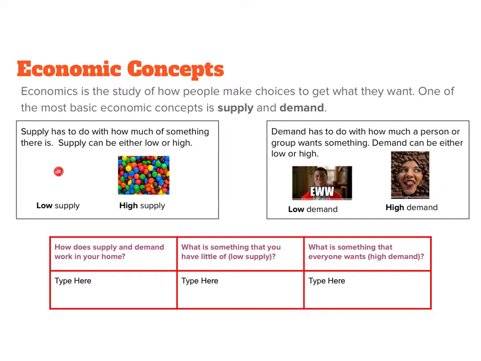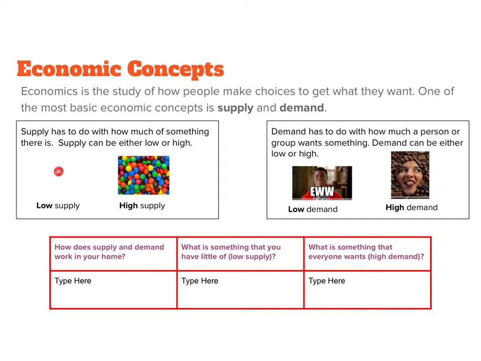Demand has to do with how much a person or a group wants something. So demand can be low or high. If it's something that people don't want, then there's a low demand. If it's something that people really want, they use this woman with chocolate, then there's a high demand for that.